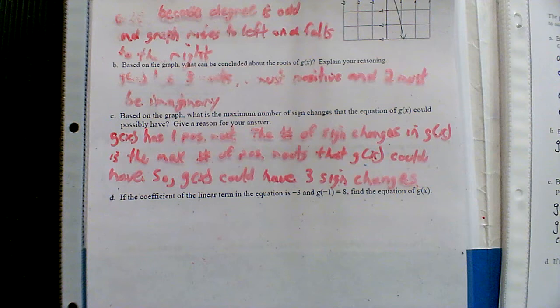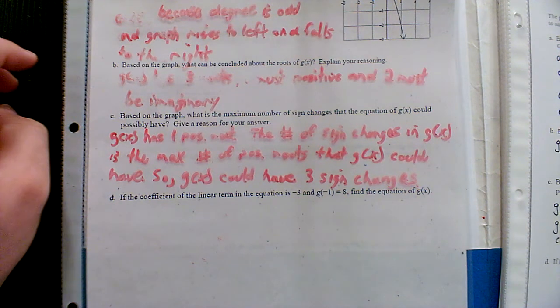Any questions on that part? It's not saying the sign changes on how many positive roots we do have, it's on the possible roots we could have. Everybody okay to move on to D?